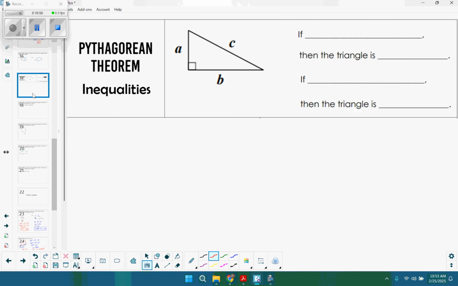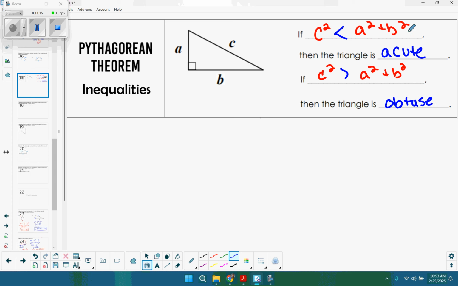All right, now the final part of the converse, how to tell what kind it is. So if c squared is less than a squared plus b squared, that makes it an acute triangle. And if c squared is greater than a squared plus b squared, that's when it's an obtuse triangle. And we know acute angles are less than 90 and obtuse angles are greater than 90. So as long as we put our c squared first, the symbol should make sense to the type of triangle we're saying it is.